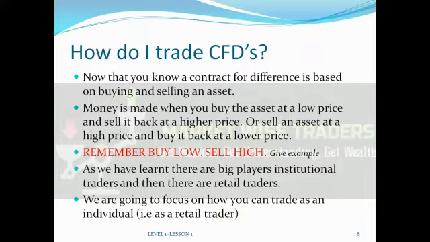So how do you trade? Now that you know what a contract for difference is, you're buying and selling, and money is made. This is the basic thing. If you can understand this, this is all you need to know whenever you want to place a trade. Money is made when you buy the asset at a lower price, and then you sell it back at a higher price.